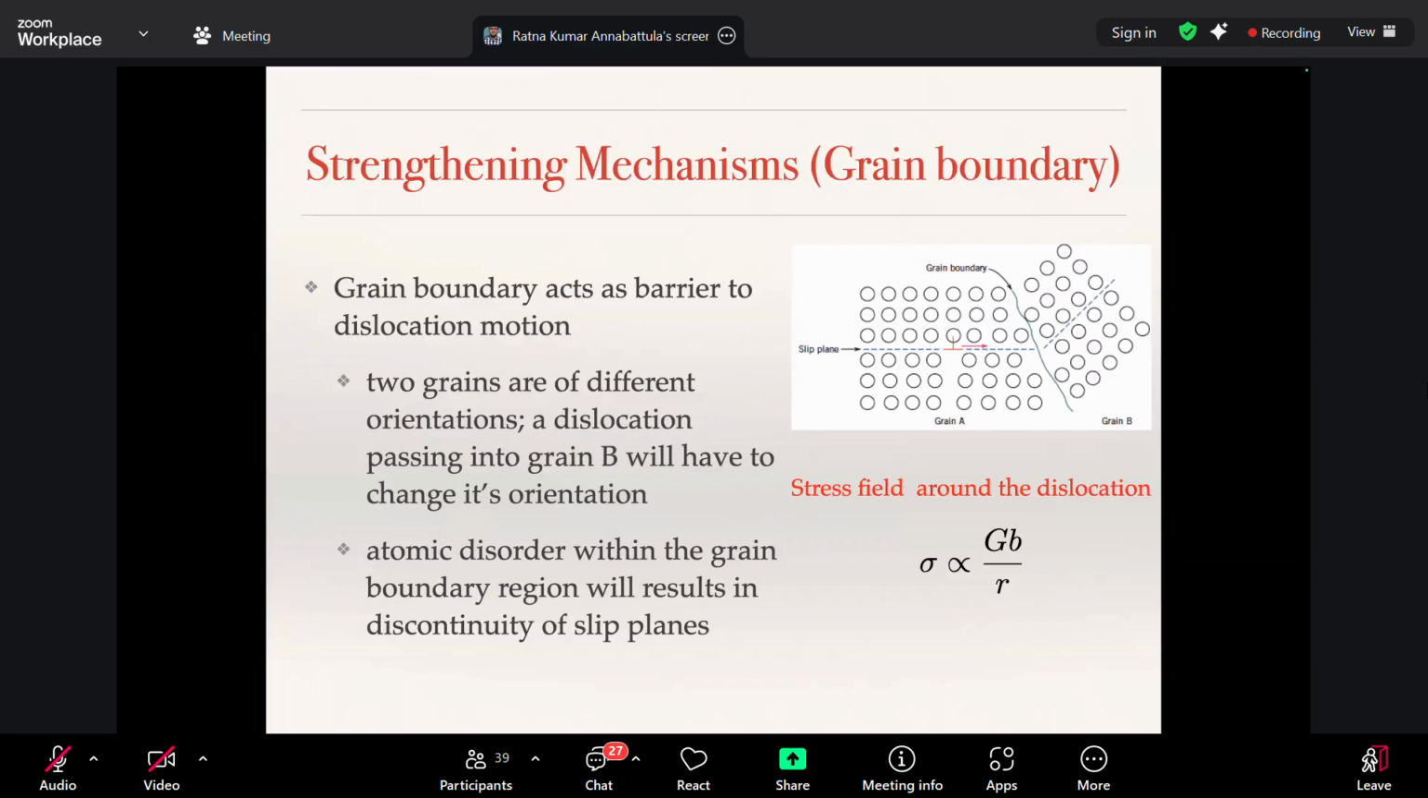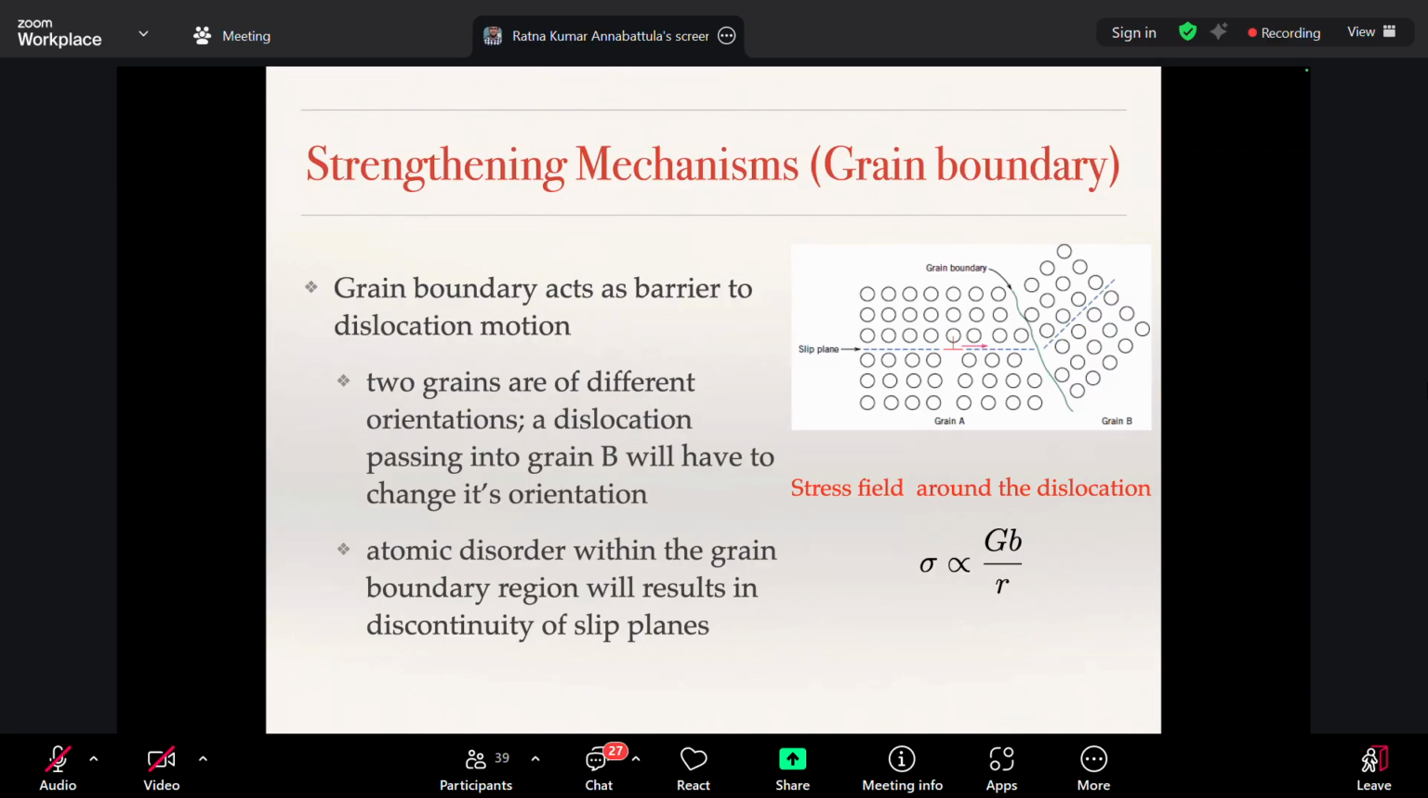All right. And we have also learned that slip is not the only mechanism that causes plastic deformation, but there is also another mechanism called twinning, which may also cause plastic deformation. However, twinning is a rare phenomenon because it takes place only under special conditions. Otherwise, slip is the more prominent phenomenon in ductile materials. Okay.